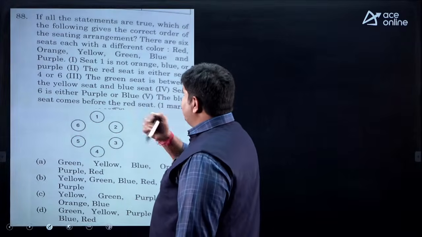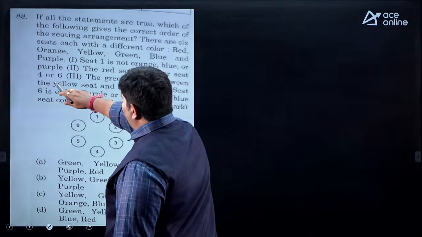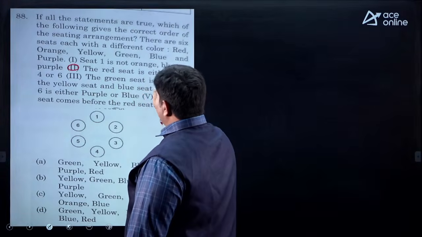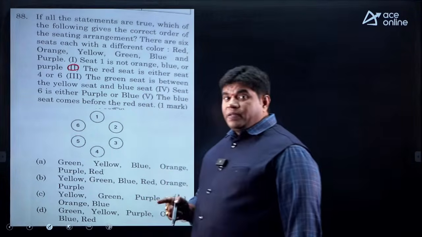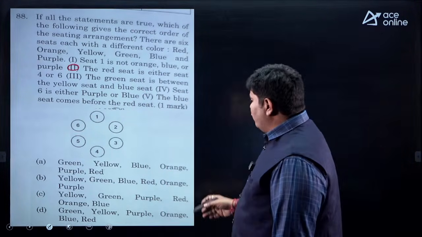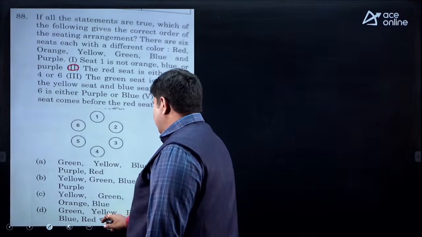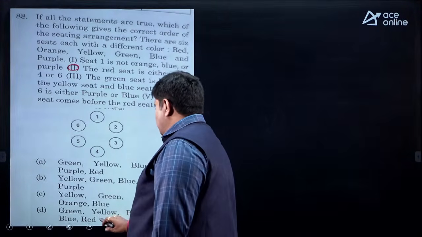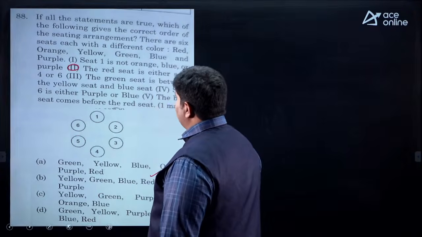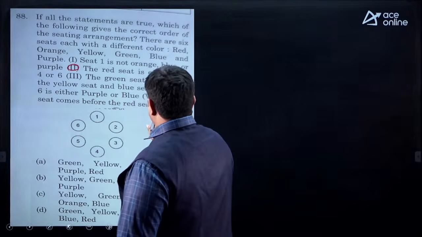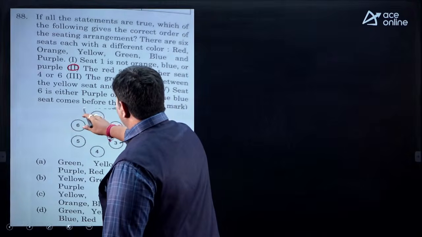Next, here observe the statements. I observed one statement: the red seat is either 4 or 6. The second statement I observed: the red seat is either 4 or 6. So either fourth place red, or sixth place red. These are the two possibilities. Based on the options, the green seat is between the yellow seat and blue. Last point, the blue seat comes before the red.